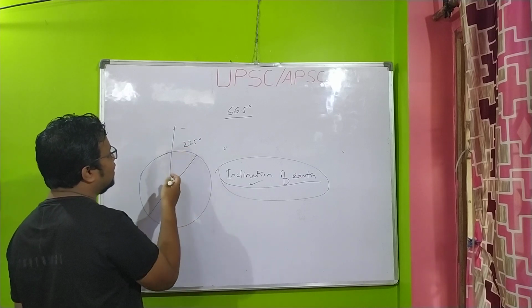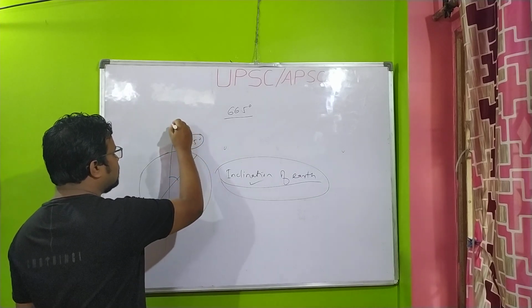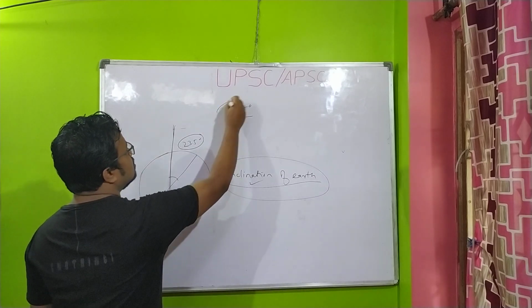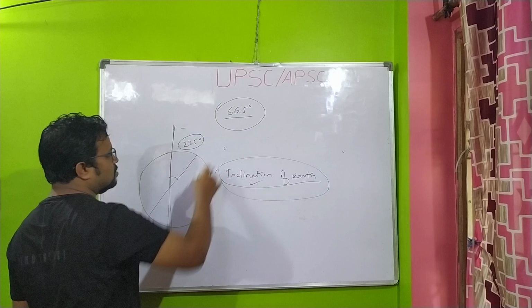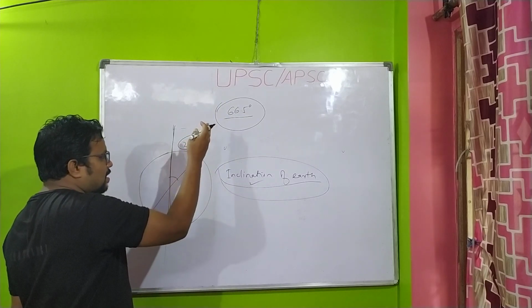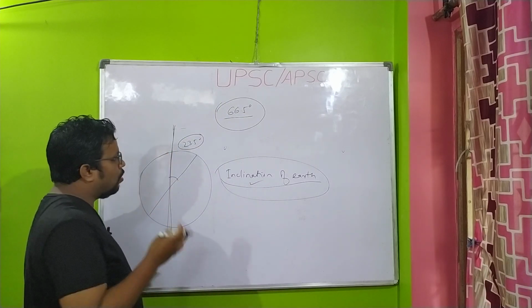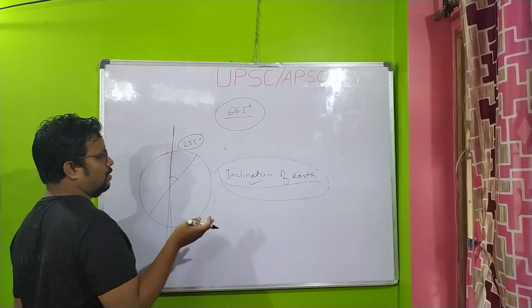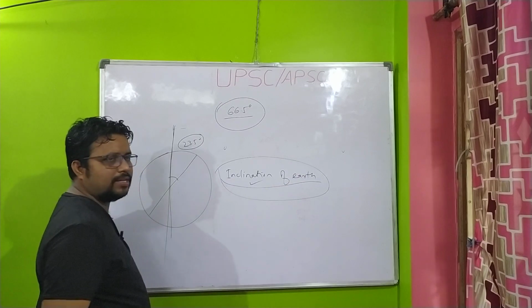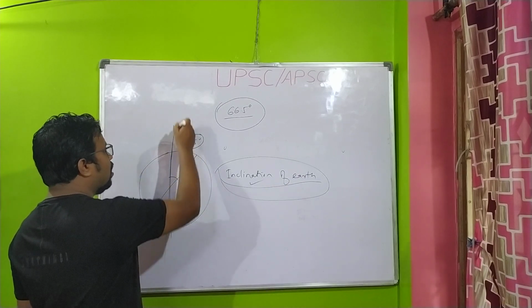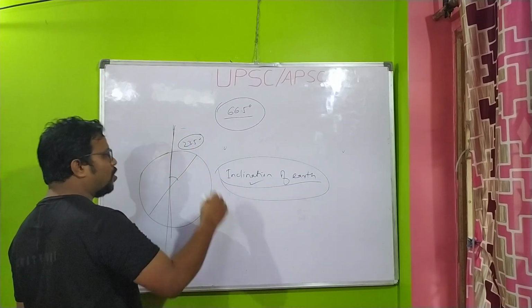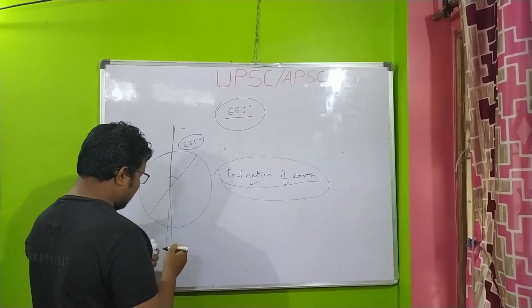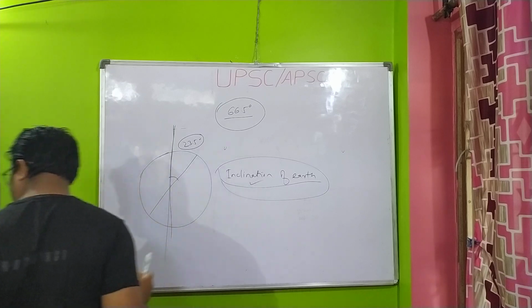You can say earth is inclined at 23.5 degrees from this vertical axis, or you can say earth is inclined at 66.5 degrees from the horizontal axis. This inclination, or tilting, is called inclination of earth. That means earth is tilted at 23.5 degrees from the vertical axis, or at 66.5 degrees from the horizontal axis. This is inclination of earth.